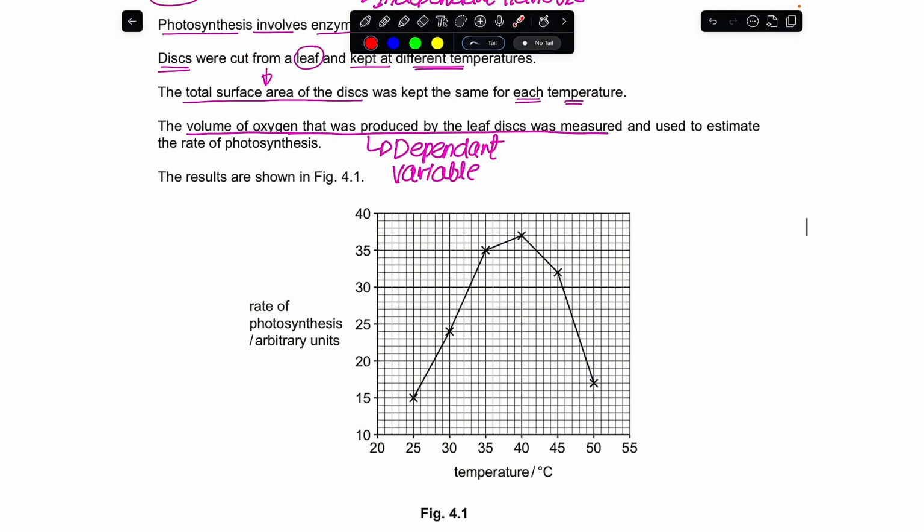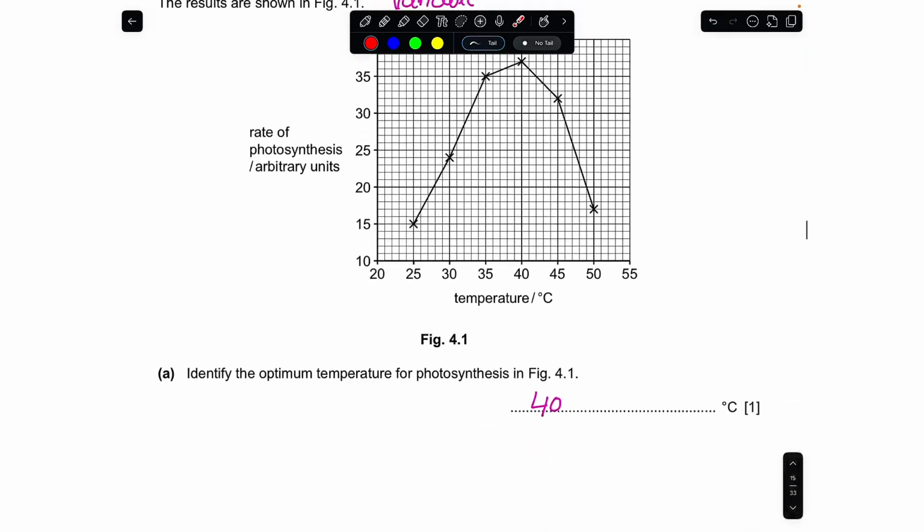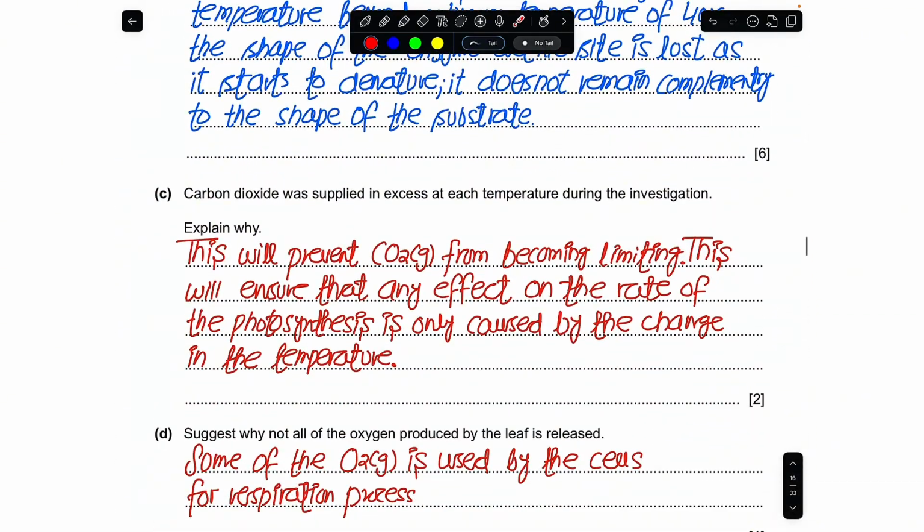So I hinted earlier that since they said themselves that photosynthesis involves enzyme controlled reactions, this was a hint that would help you in writing the answer. Now, for 2 marks, they say carbon dioxide was supplied in excess at each temperature during the investigation. Since we are looking at the effect of temperature on the rate of photosynthesis, I also know that carbon dioxide and light intensity are also some of the external factors that can impact the rate of photosynthesis, right?